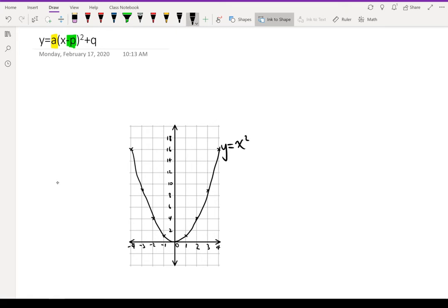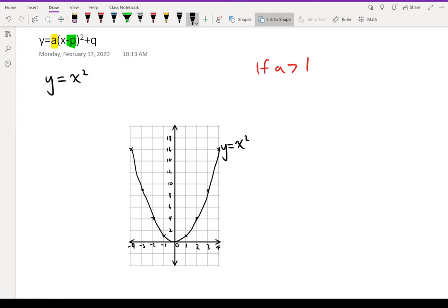I'm going to start with the simple y equals x squared. This is our simplest quadratic equation. So what effect does a have on this x squared? I know the textbook says that there are two conditions: if a is bigger than 1 and if a is less than 1. So let's do the first one. If a is bigger than 1, I've always talked about this a as a multiplying scalar.